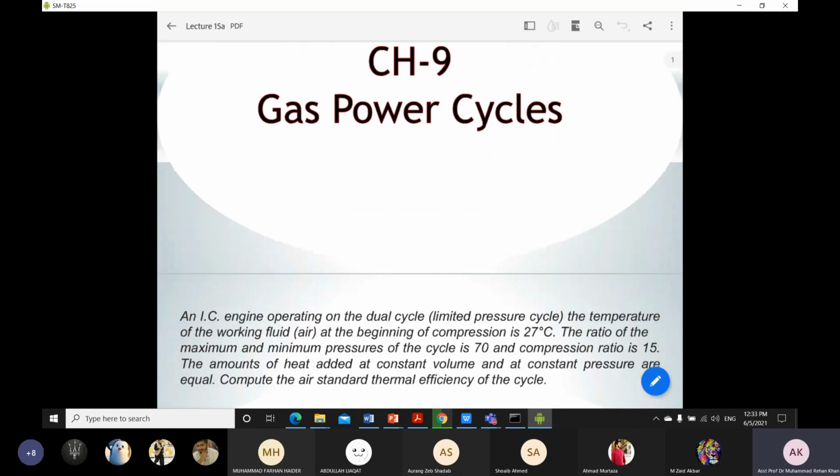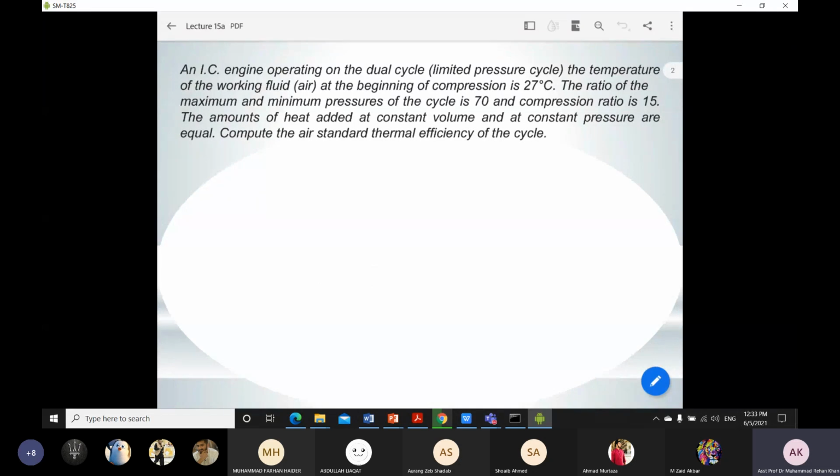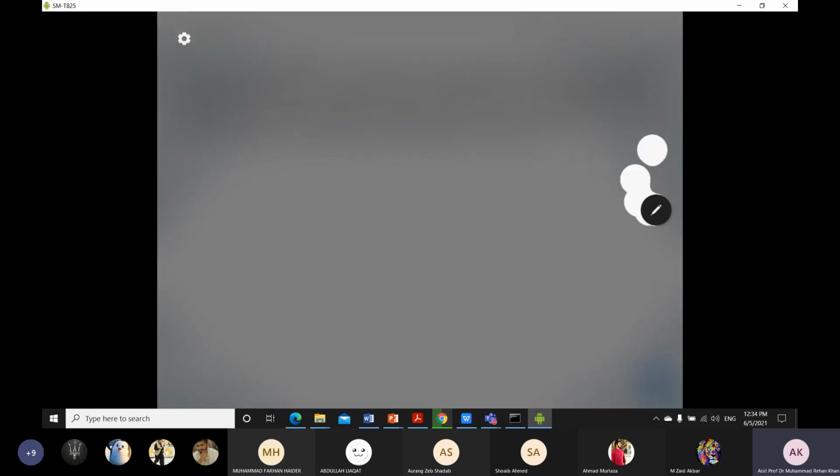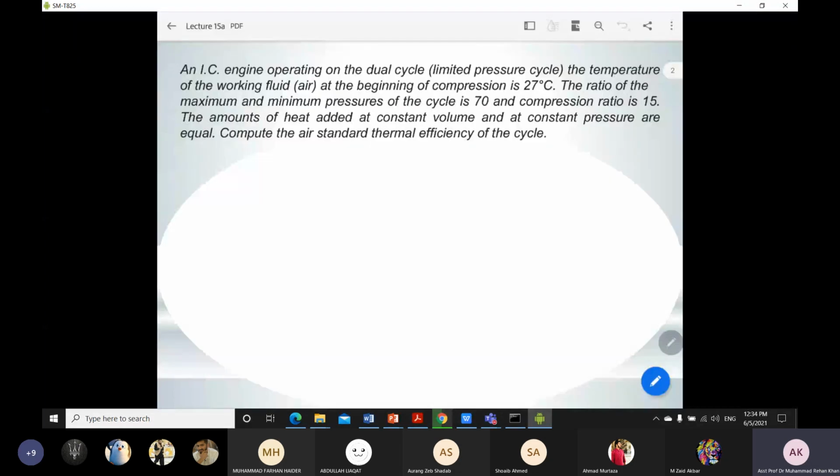Starting from the problem, first you have to read the statement. An IC engine operating on a dual cycle, limited pressure cycle. I already told you that if it is mentioned in the question, either dual cycle or limited pressure cycle, it means the same thing, because the dual cycle's other name is limited pressure cycle.